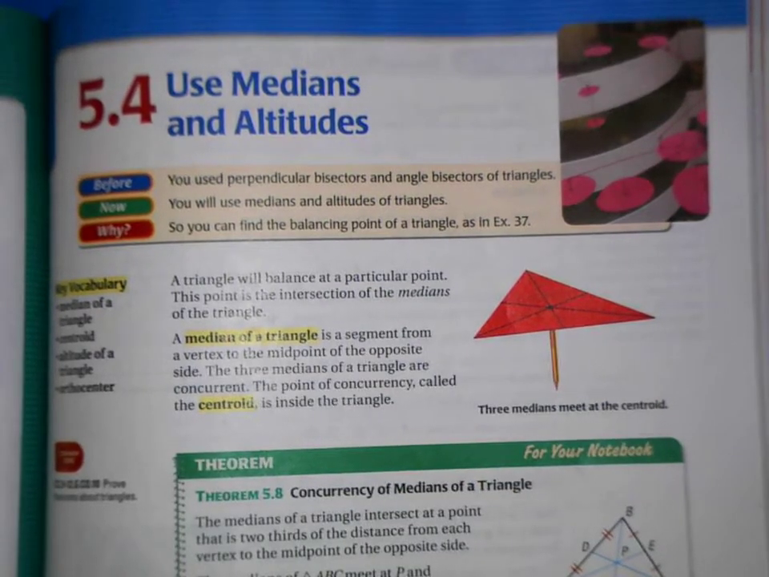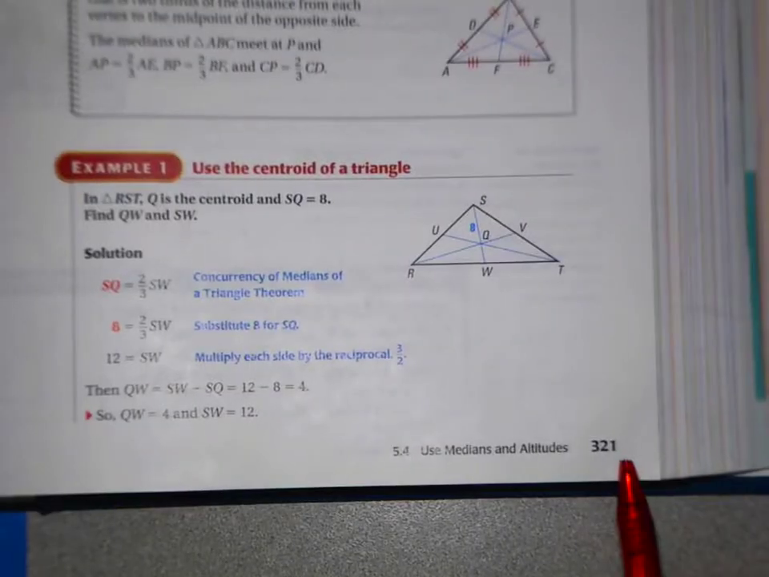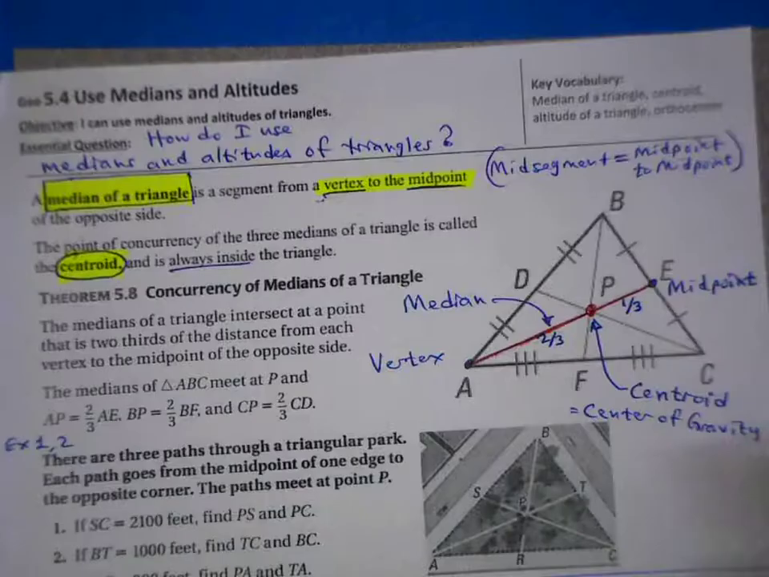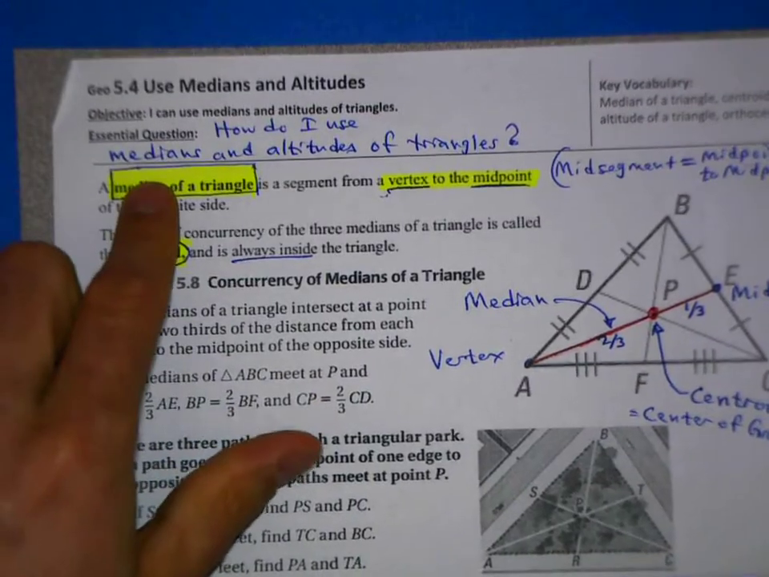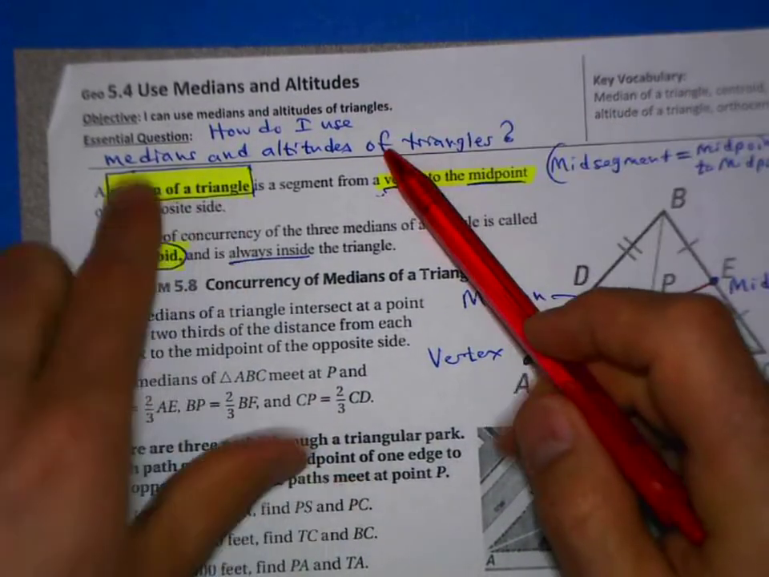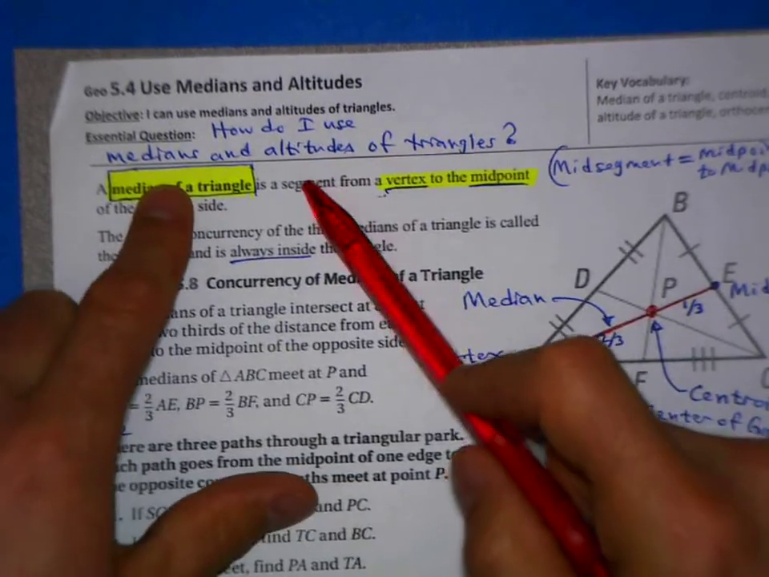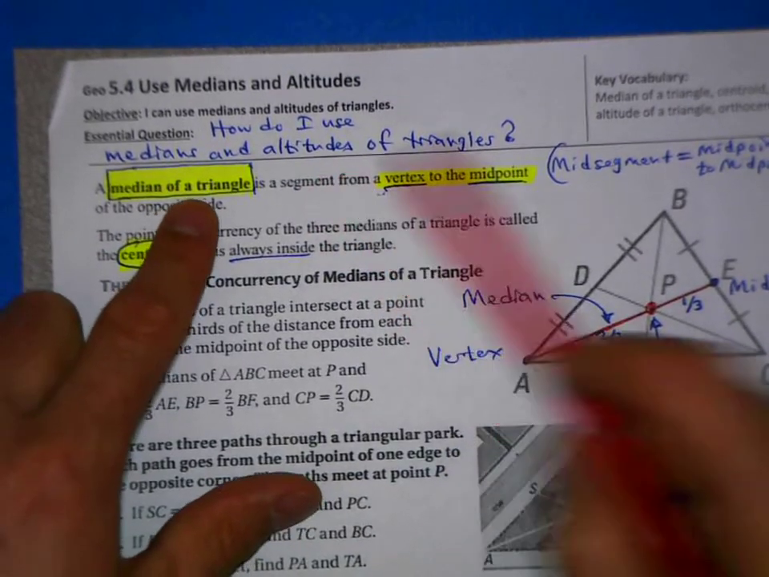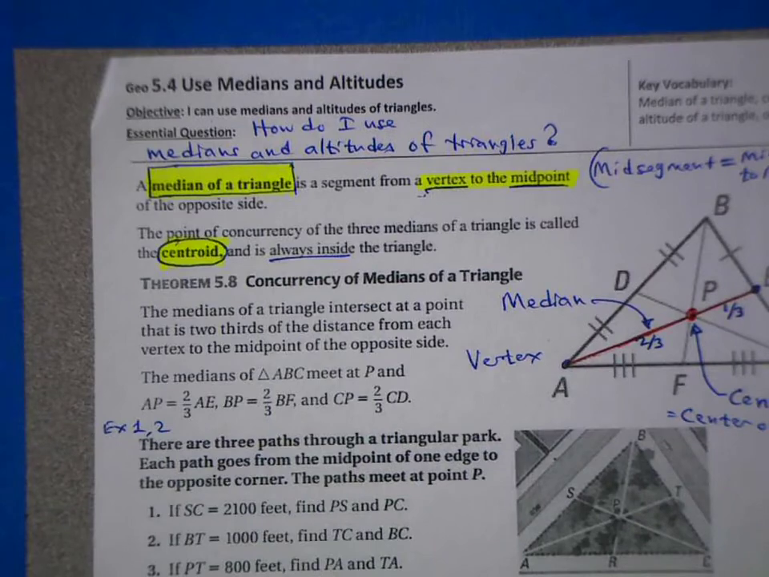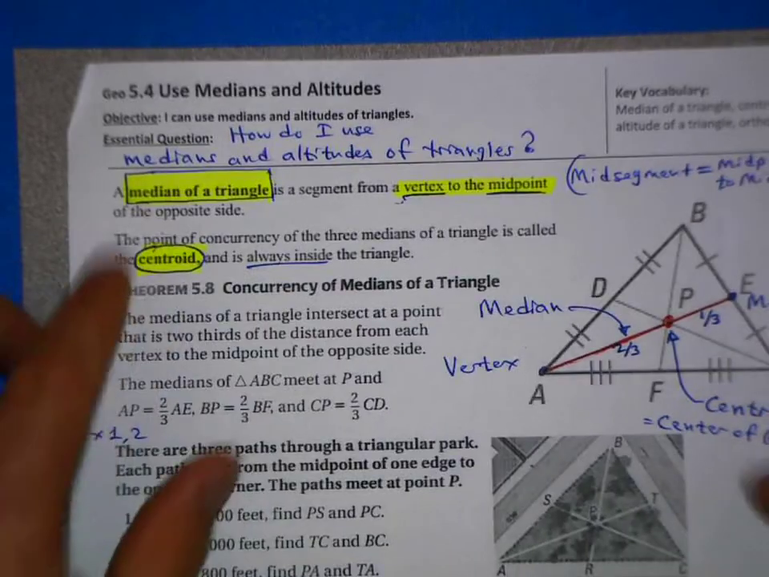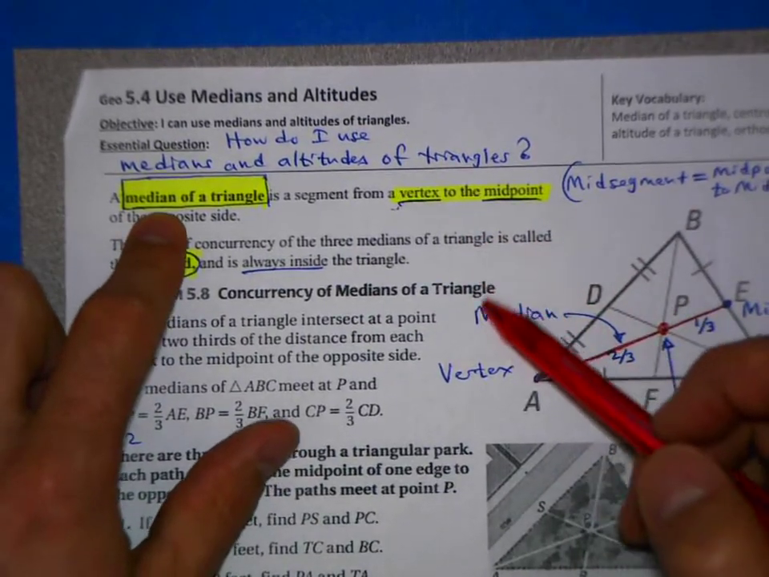5.4. Use medians and altitudes. This is on page 321 in your book, medians and altitudes. So our essential question is, how do I use these medians and altitudes of triangles? And of course our first question is, what is a median?